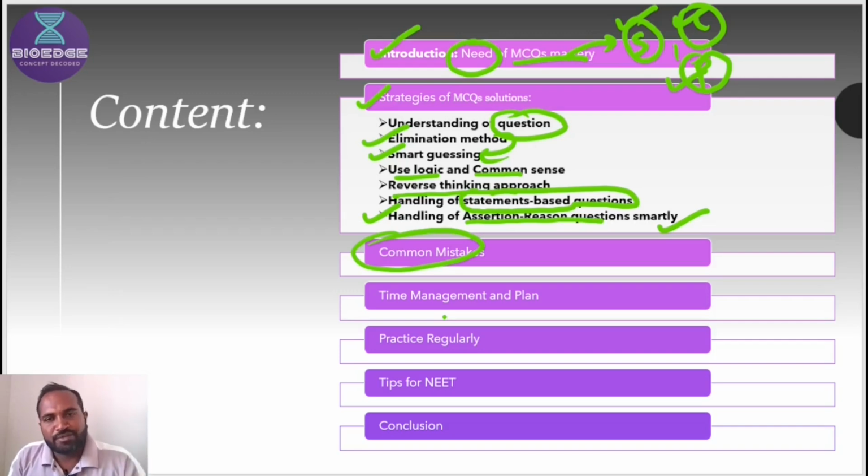Then what are the common mistakes students make in the exam hall, during the preparation journey and during the concept clarity sessions? We'll discuss them here. Then time management and how to make a revision plan. Then time management in the exam hall. Then how to practice regularly. Then tips for NEET students, and the last one is the conclusion.